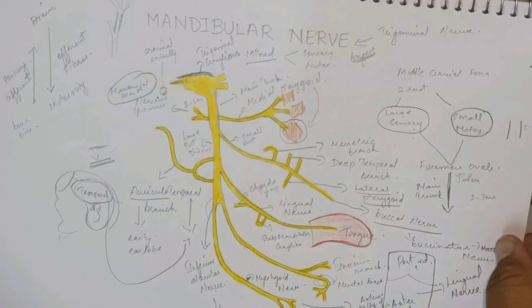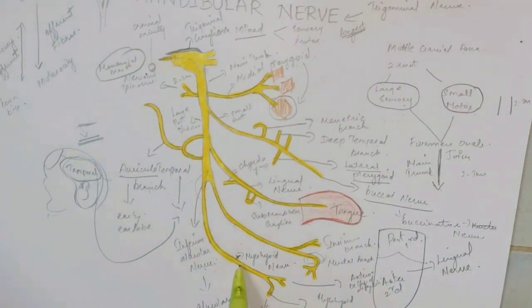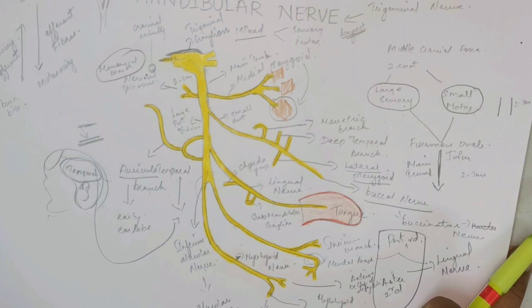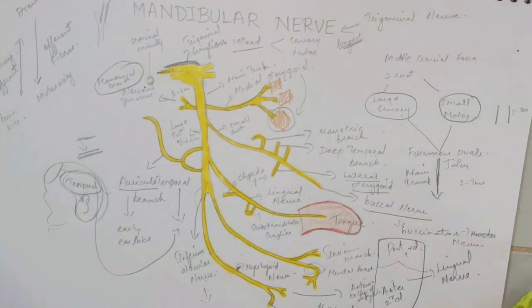The inferior alveolar nerve divides into two portions: one is the mylohyoid nerve, which supplies the mylohyoid and the anterior belly of digastric, and the other gives the incisive branch and mental branch. The incisive branch supplies the incisors in the lower mandible. This is how we conclude the mandibular nerve.